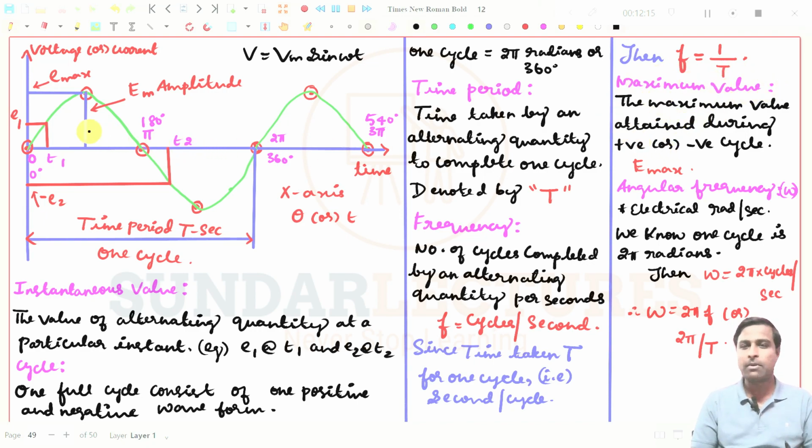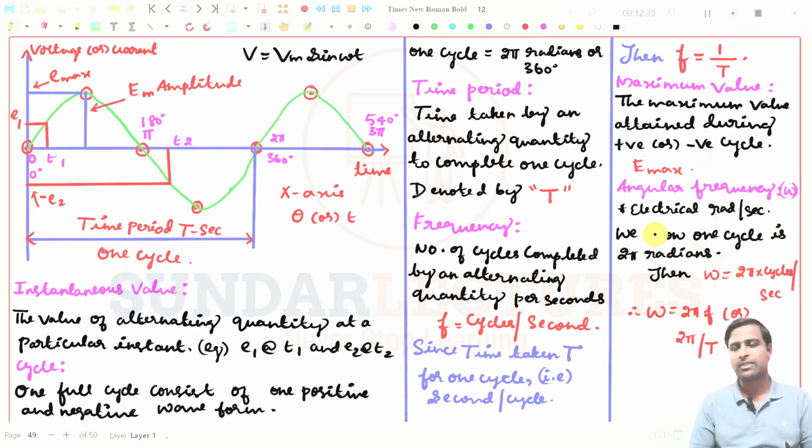So what is the maximum value? See, this curve is attaining maximum at this point under the positive portion, and you can see it is attaining the maximum point at this point under the negative portion. This is minus E max and this is positive E max. So we will write like this, or it may be Em, anything it may be, right?